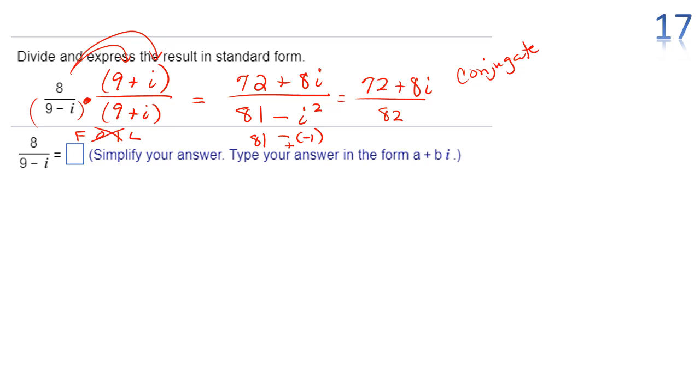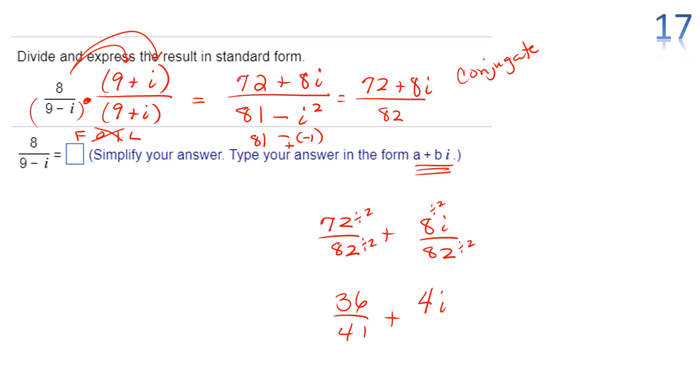Now don't leave this as the final answer. We want a plus bi form. So take each term in the top, 72, put that over 82, then take that 8i, put that over 82, and let's go ahead and reduce. When I reduce the 72 over 82, you can simply divide each by 2. You will end up with 36 over 41. Then, when I reduce 8 over 82, again, just divide each by 2. That will give me 4i over 41. Or you could write the i separately to the right. That is the final answer.